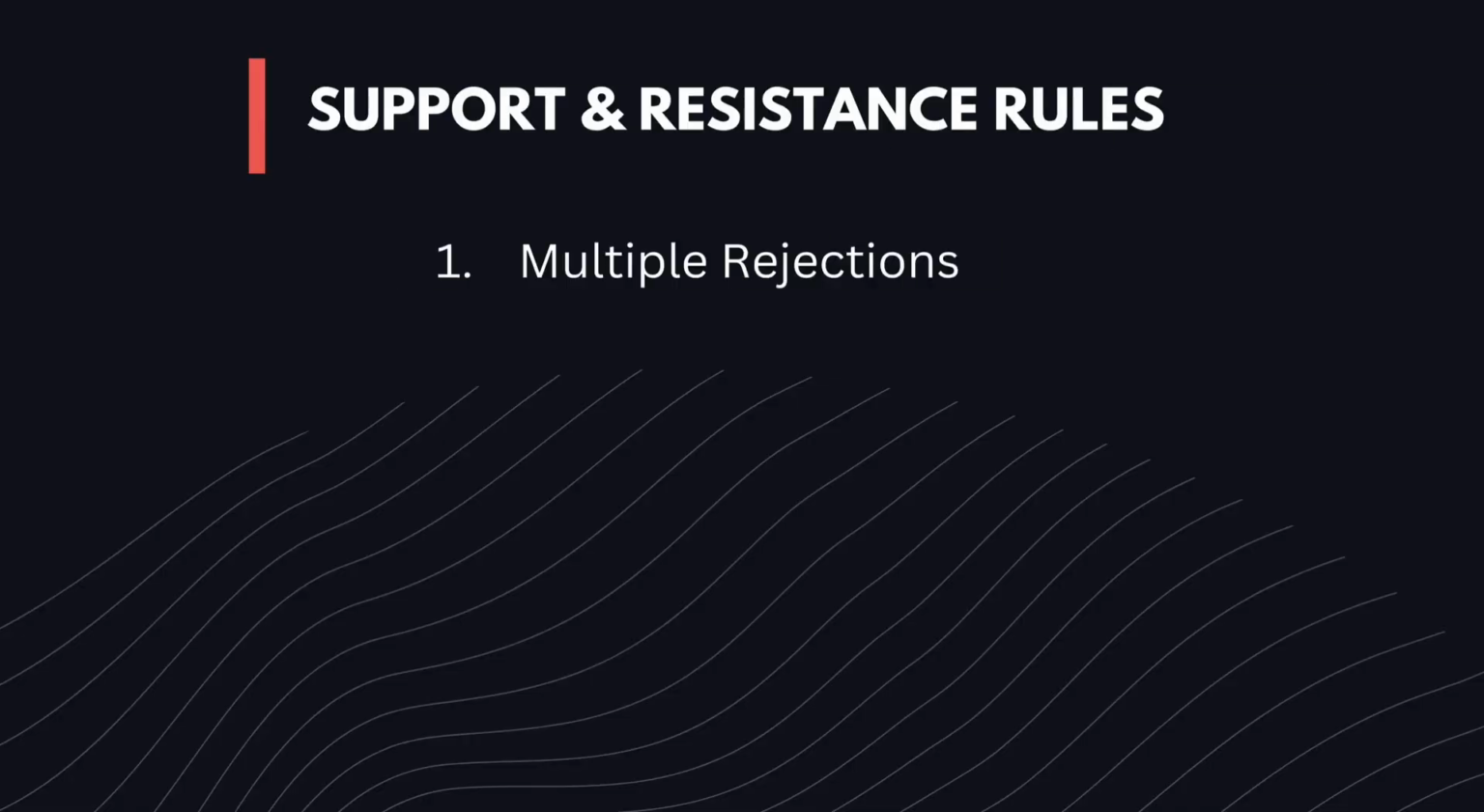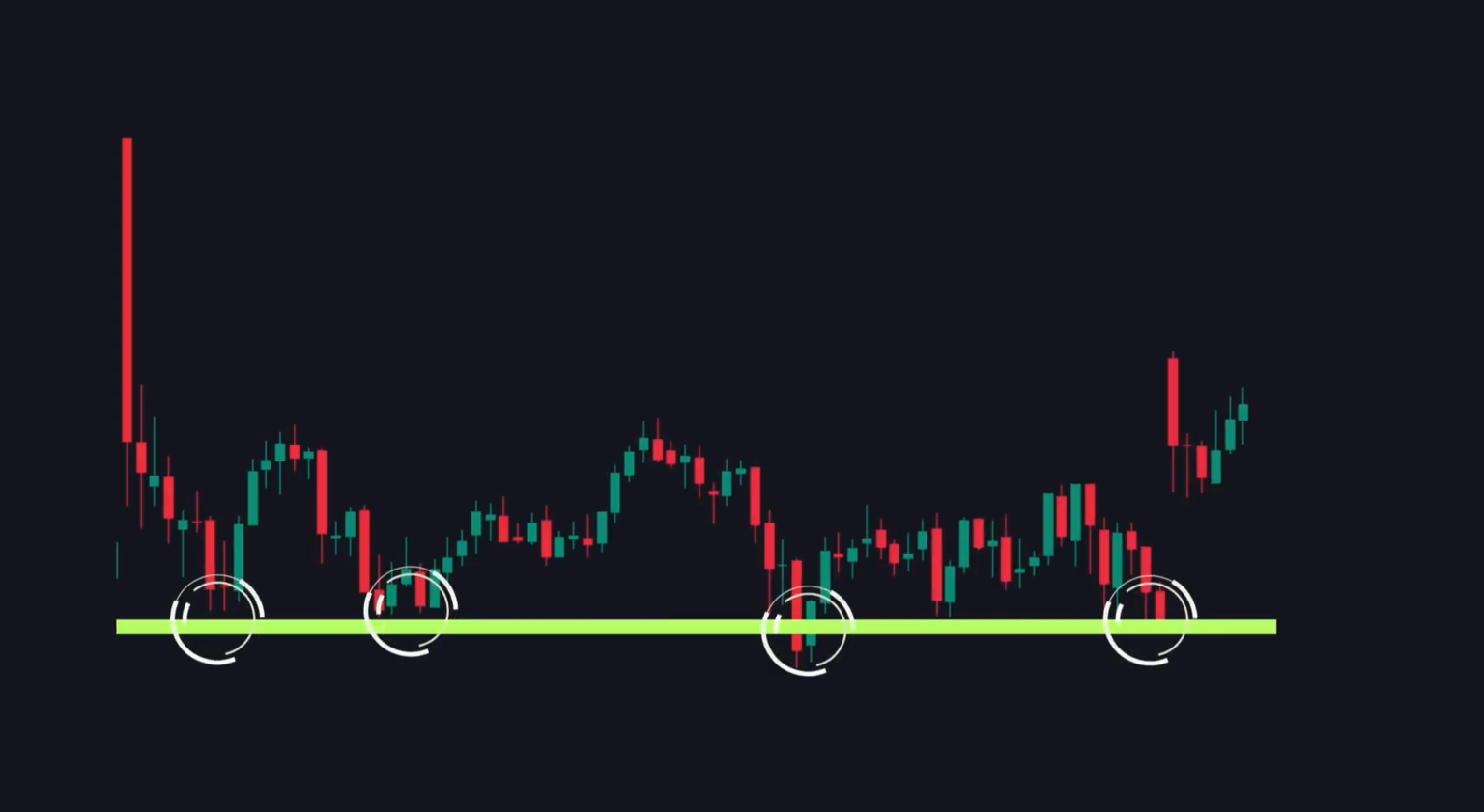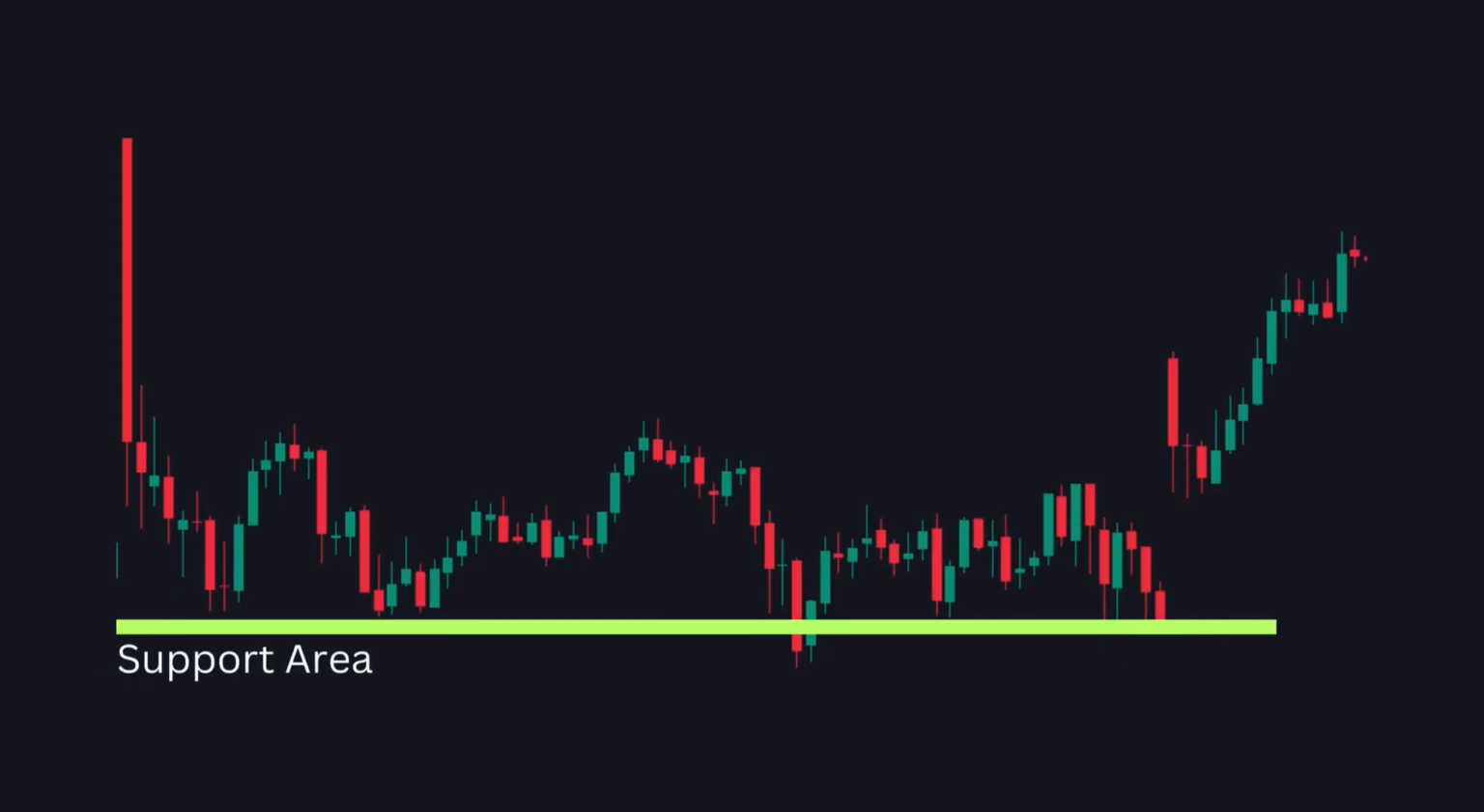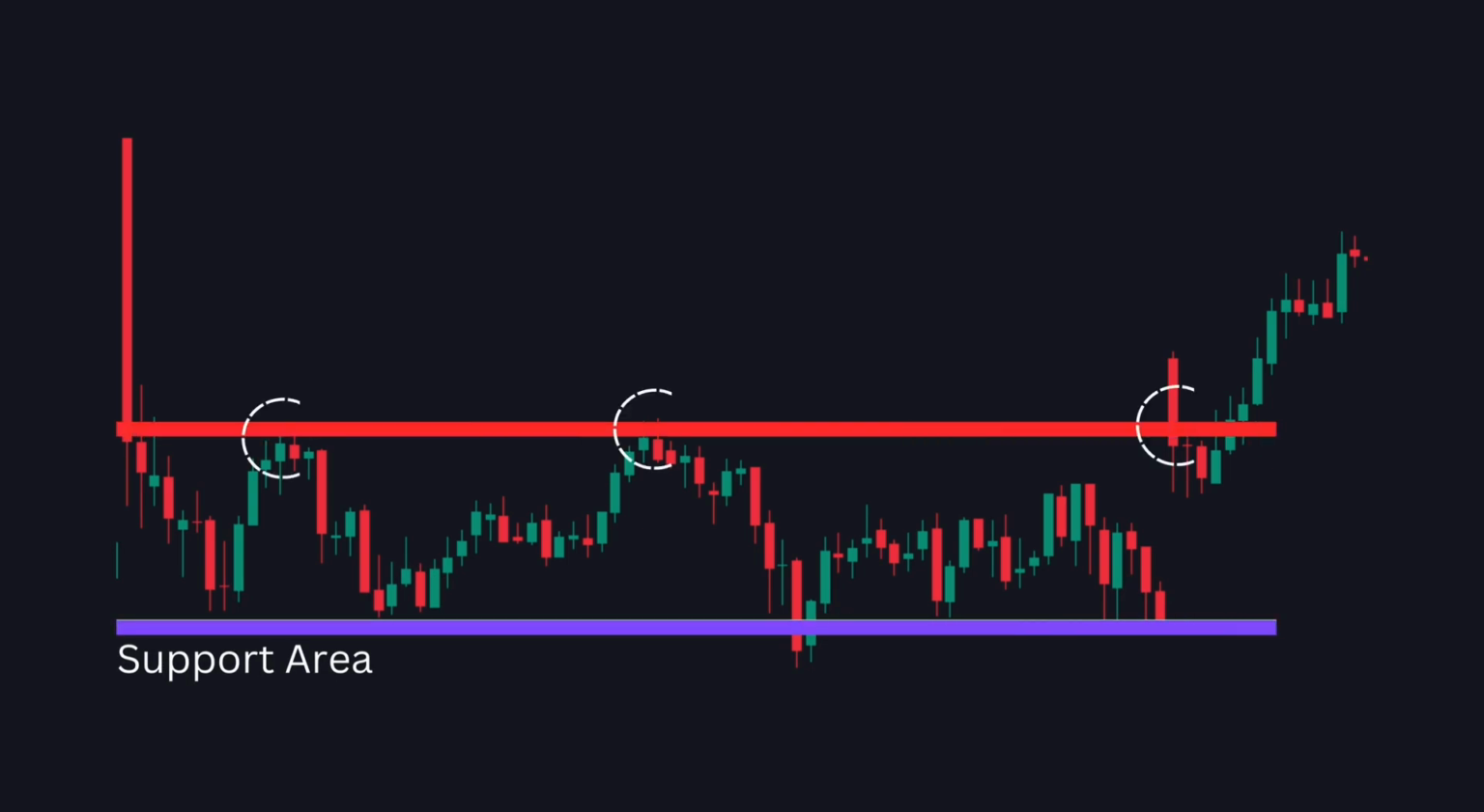For instance, when you see that at a lower level, the price goes down multiple times and bounces back, that price action makes it a potential support area. So, we will draw a support level there. Similarly, if you notice that the price goes up to a higher level multiple times and comes back down, it makes that specific level a potential resistance area.